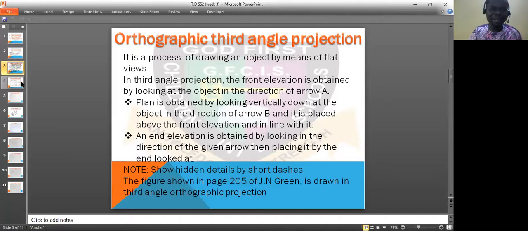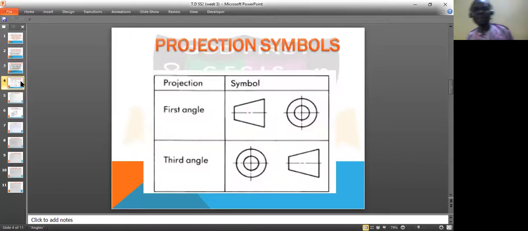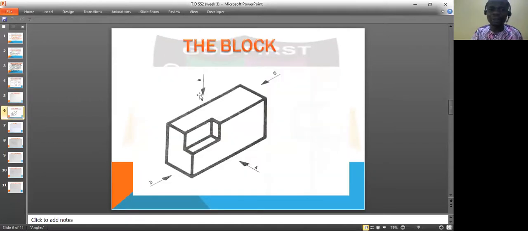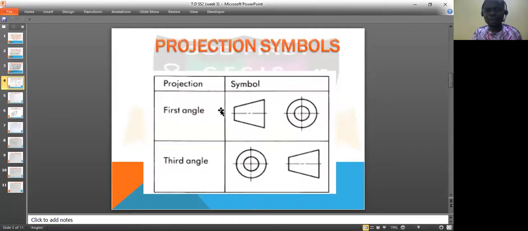We'll look at the steps that are involved. Before that, we need to see these symbols. I've talked about the symbol. These are projection symbols. This is for the first angle projection. This comes before this. Then the reverse is the case of the third angle projection. This comes before this. That is the case of the third angle projection.